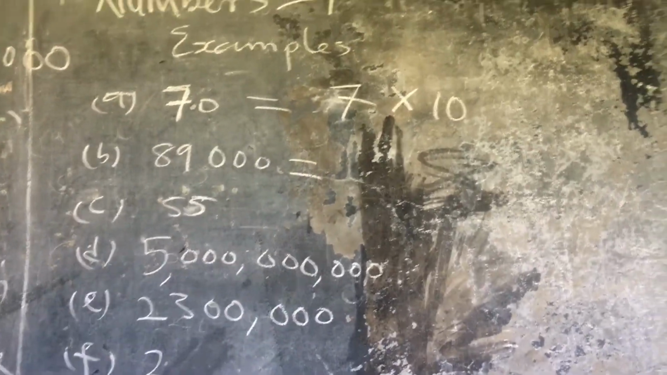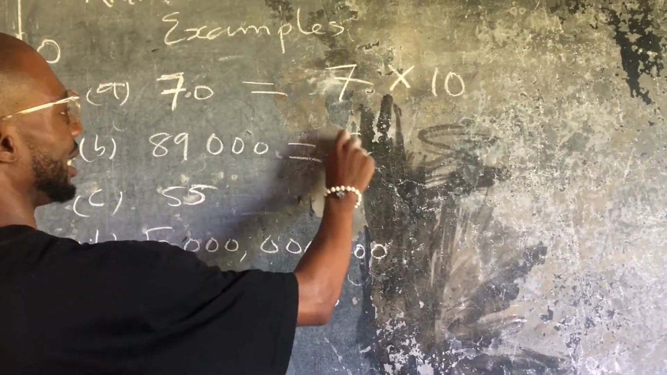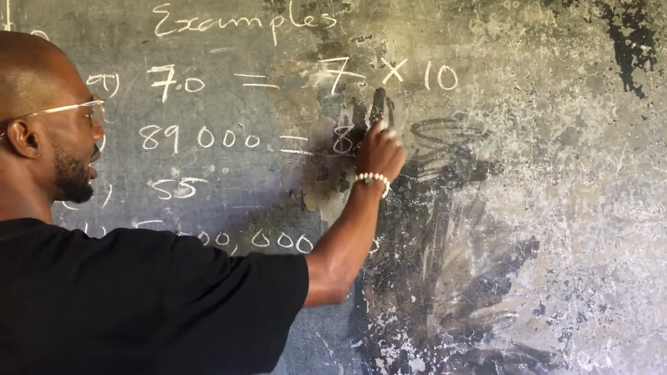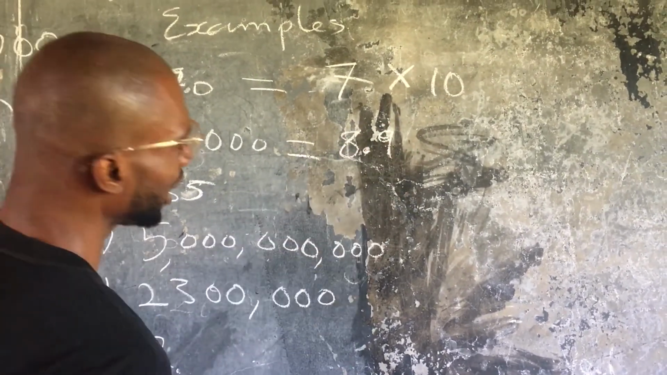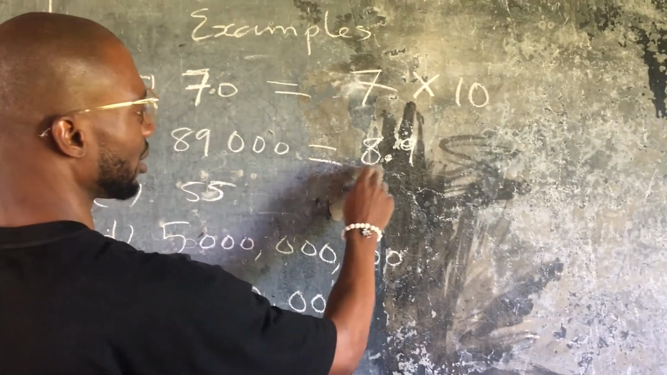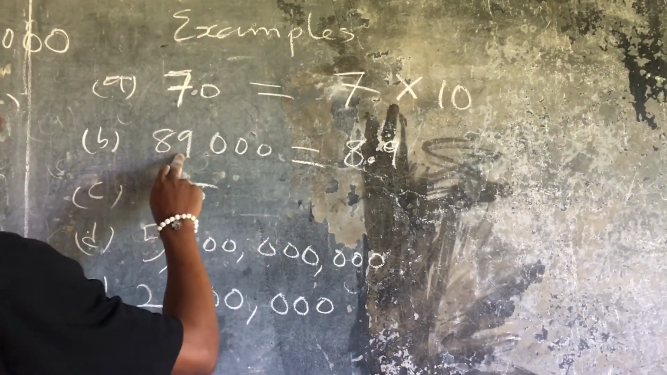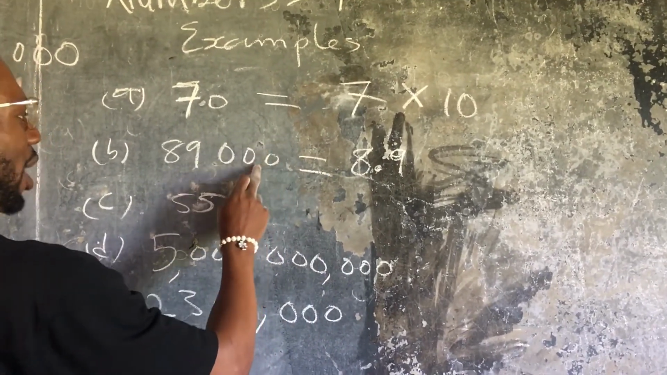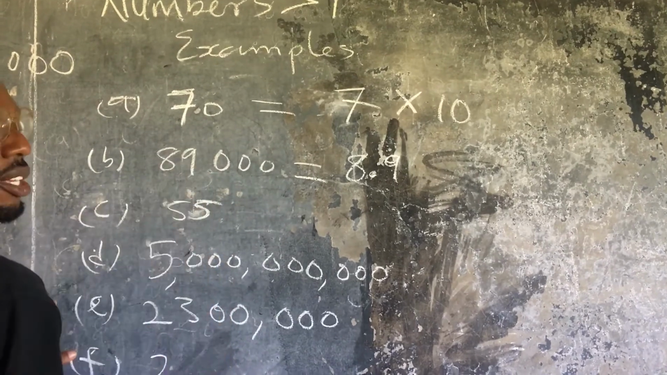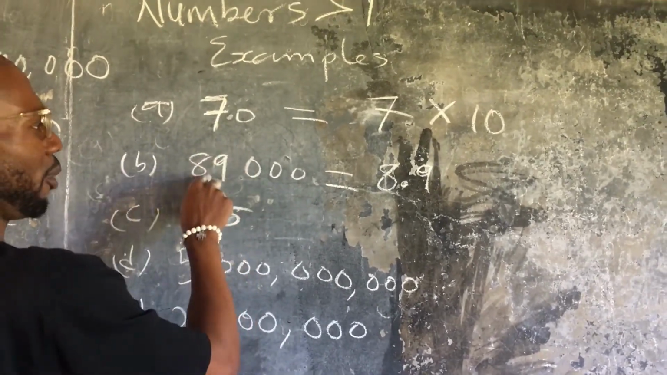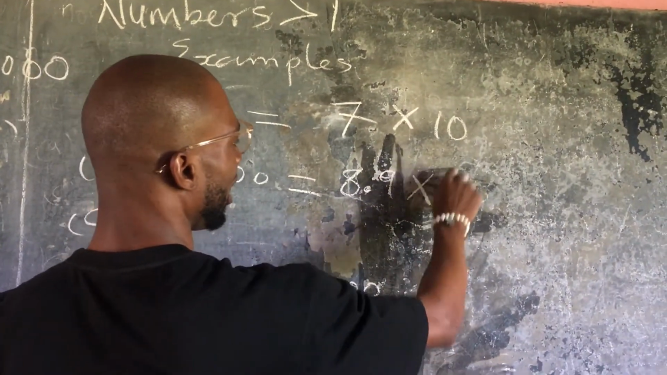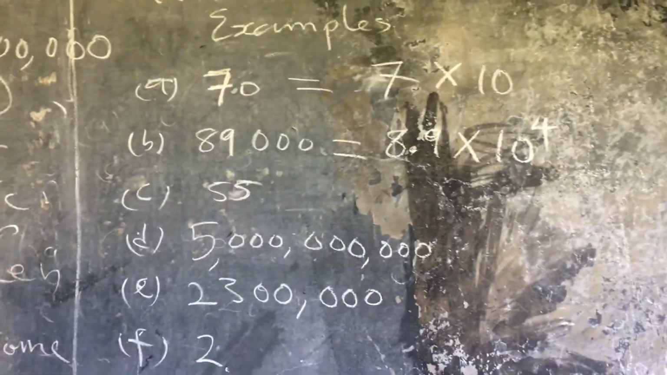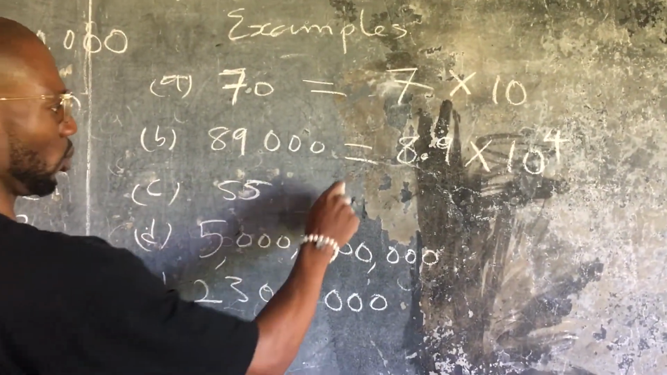See this one now. This one now, we will just write 8. Now we put 0.9 because our A is supposed to be less than 10. So our A now is 8.9. Then look at this one now. We put this point now. That means this point we move from here: 1, 2, 3, 4. Now 4 places we move the point. We bring it in. So we just say times 10 raised to power 4. So we have turned this one to standard form.